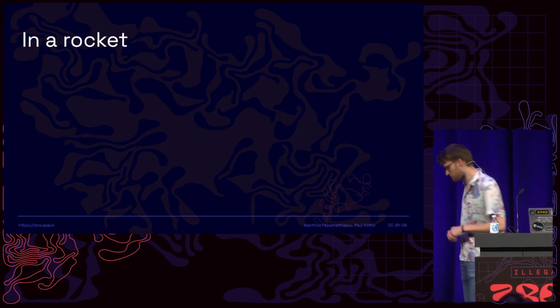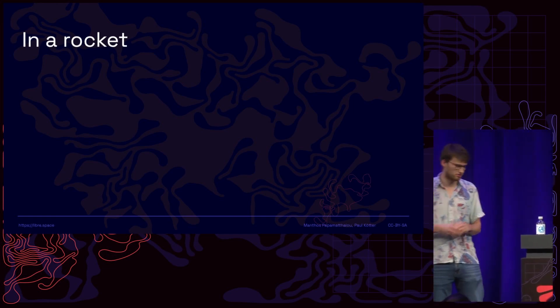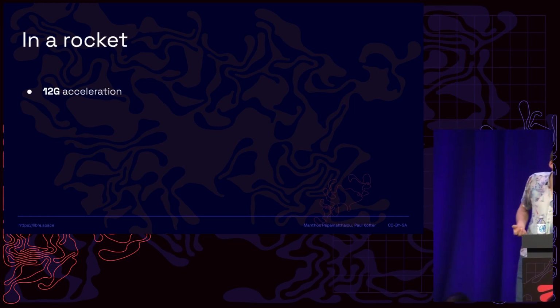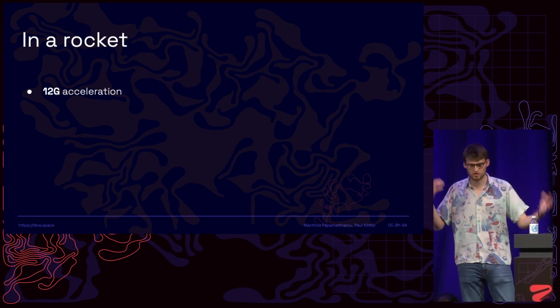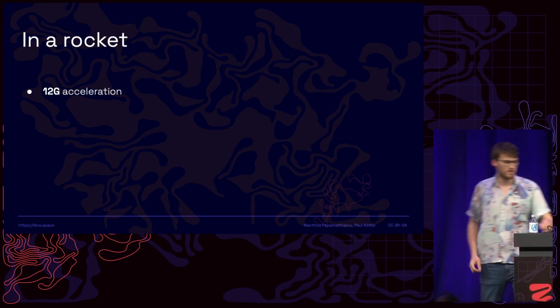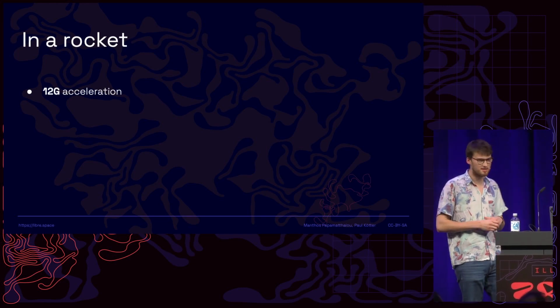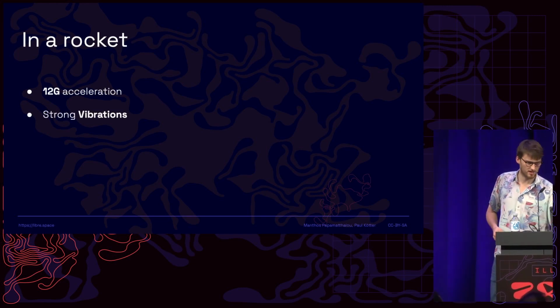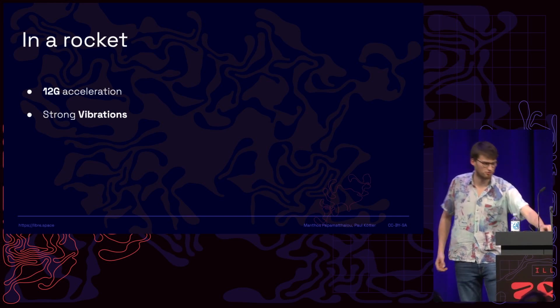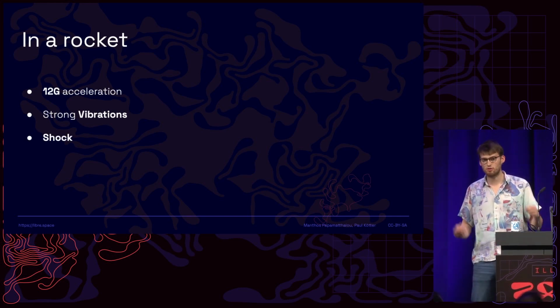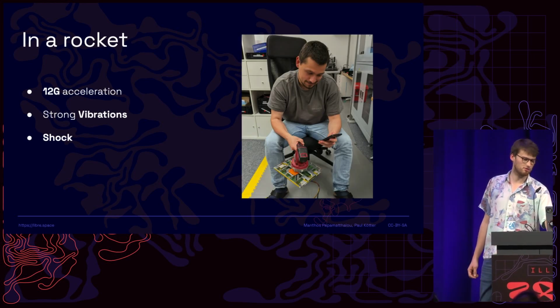And the second part of challenges actually comes from the rocket launch. The rocket launch has accelerations of up to 12 G, depending a lot on the rocket. And this would be a big problem for humans. I think you would probably pass out. And also, of course, strong vibrations from the rocket motors. Then there can be shocks from explosive bolts that are on the rocket.